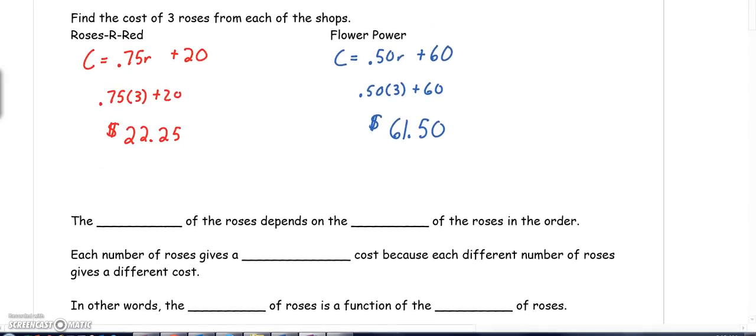So if we were to write a dependency statement here, we would say that the cost of the roses depends on the number of roses, because the number of roses is my input into the equation, and my cost is what I'm getting out of the equation. Each number of roses gives a unique cost, because every time I order a different number of roses, I'm getting a different cost from each company. So in other words, we could say that the cost is a function of the number of roses.